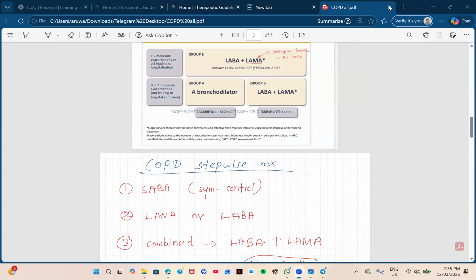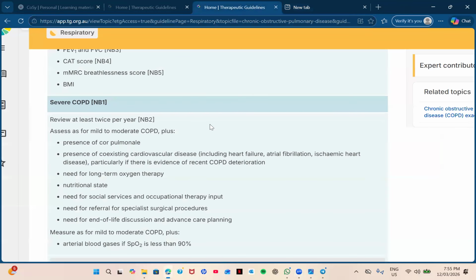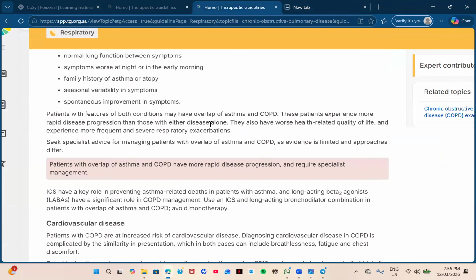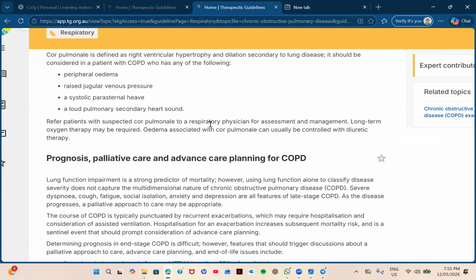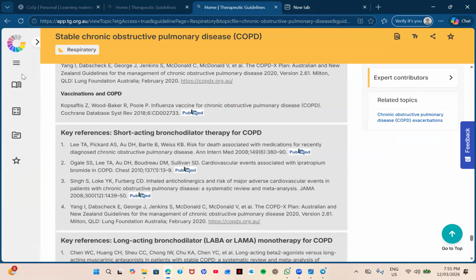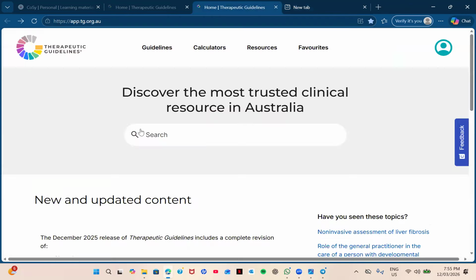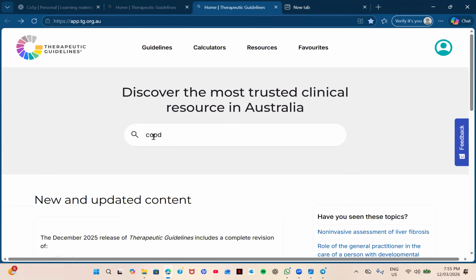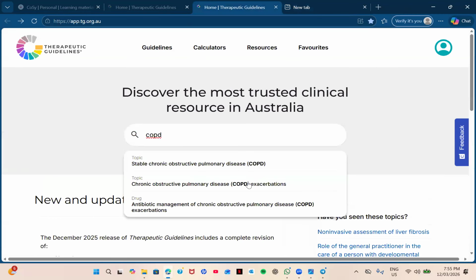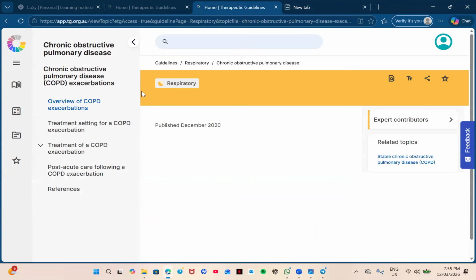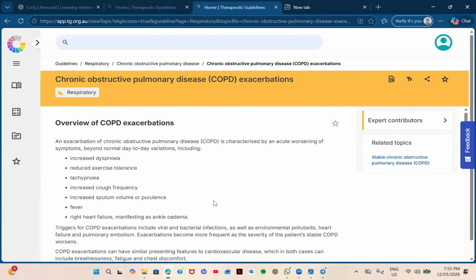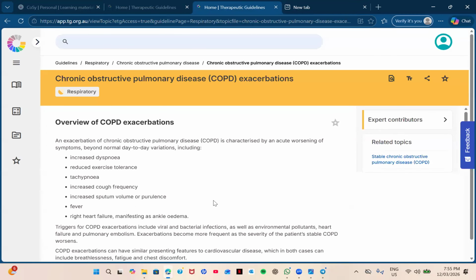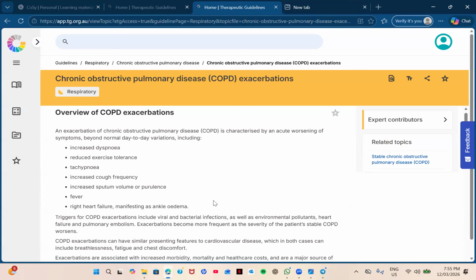Okay, now next we will discuss the exacerbation, right? COPD exacerbation. So let's go through it. Okay, so what do you know about COPD exacerbation, doctors? COPD exacerbation, what do you know about exacerbations?